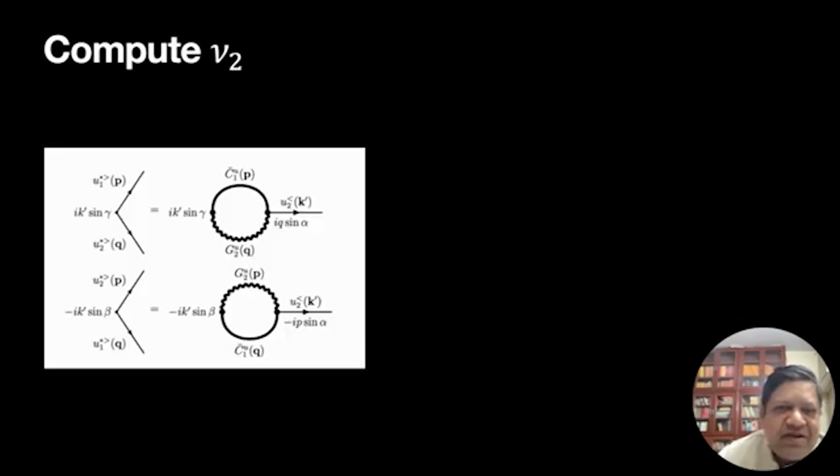Next, we look at nu2. That was a vector perpendicular to the plane, and you can look at the diagram. The two legs are u1p and the second leg is u2q. In the previous slide both were u1, but here it is u1p and u2q. And you can easily see, well, this is a nice thing to see.